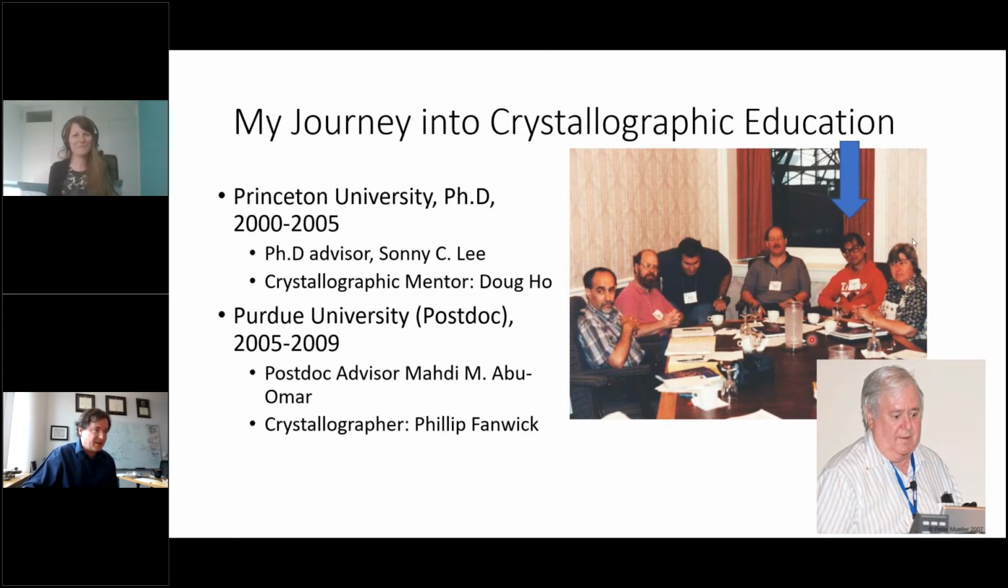I don't know if you can see my laser. I'm actually having to put my mouse over the GoToMeeting menus, so you may not be able to see it, but he's indicated by the arrow. So Doug was my crystallographic mentor who taught me how to do structures, and he was a very diligent and detail-oriented teacher.